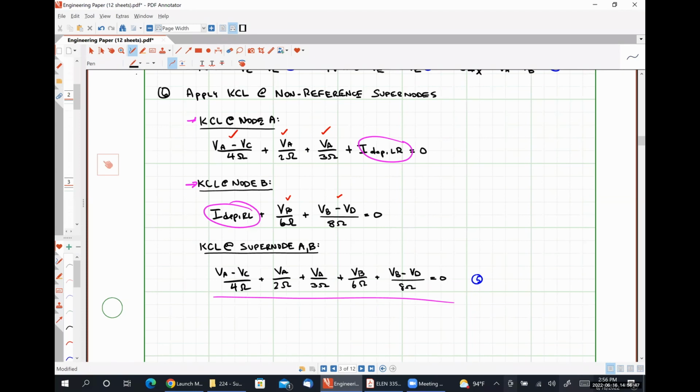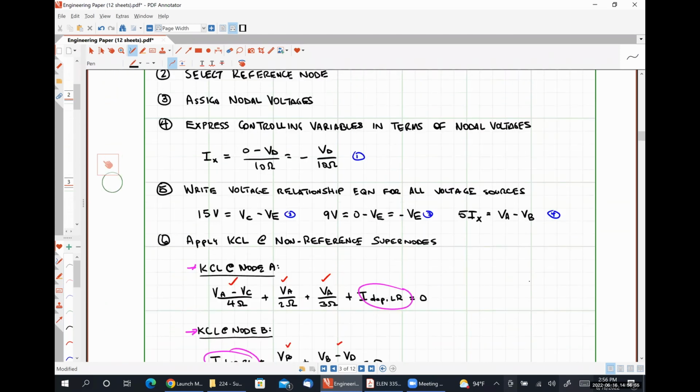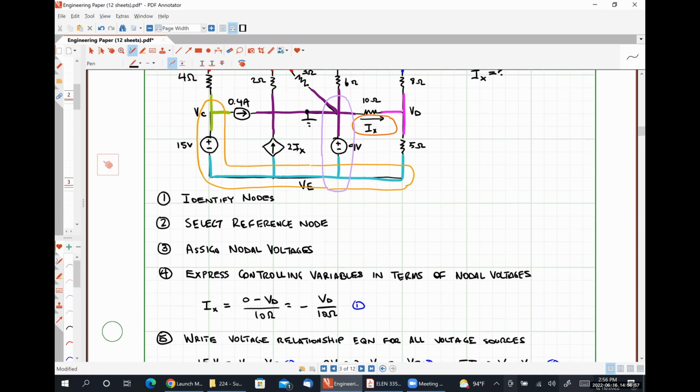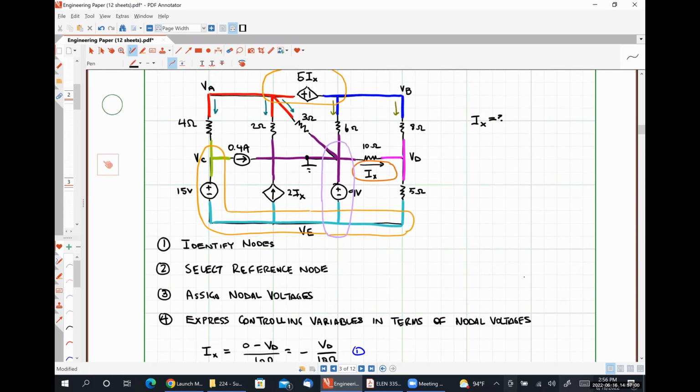We have our 5 nodal voltages, VA through VE. And then we also have our controlling variable current Ix. So we have 6 total equations that we should need to write here. All right.